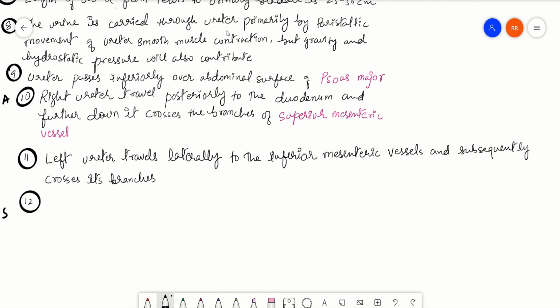And lastly, this ureter will enter the urinary bladder from lateral to medial and posterior to anterior, making an oblique angle in the urinary bladder. And this oblique angle will prevent the backflow of the urine present in the urinary bladder into the ureter when the urinary bladder contracts.